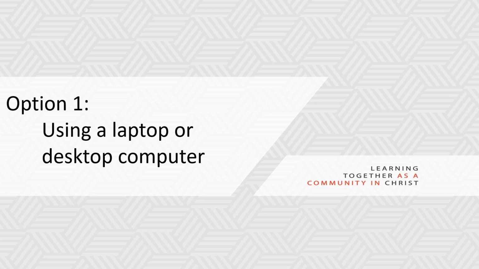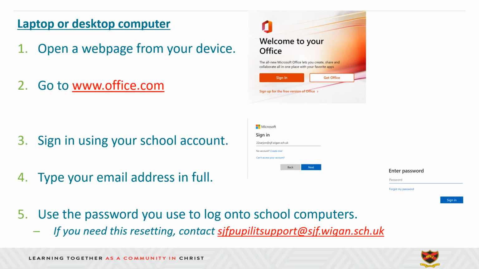Option 1. The next section will look at accessing remote learning via a laptop or a desktop computer. On a laptop or desktop computer, open a web page from your device and go to www.office.com. You'll be met with a web page that says Welcome to your Office, sign in. You're going to click sign in and it will bring up a box in the middle, where you type in the username we discussed in the previous slide, 22sarjon@sjf, and so on.